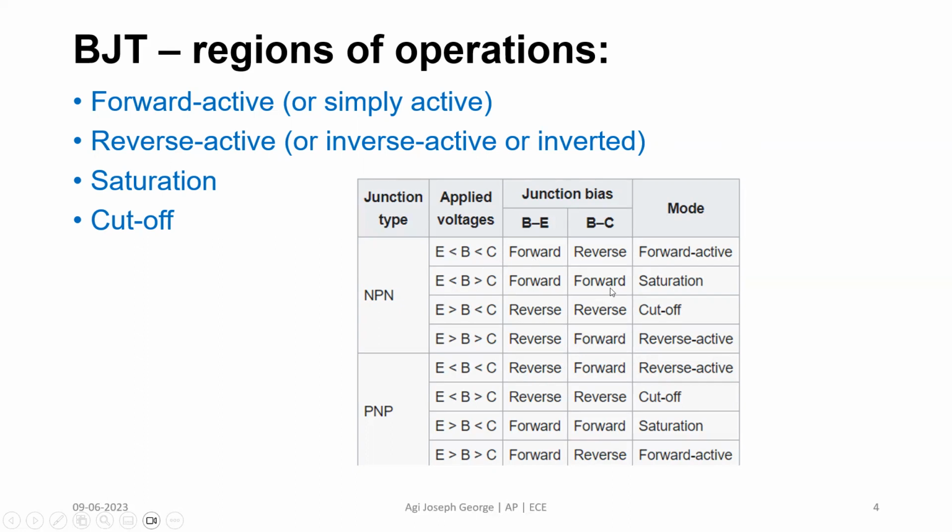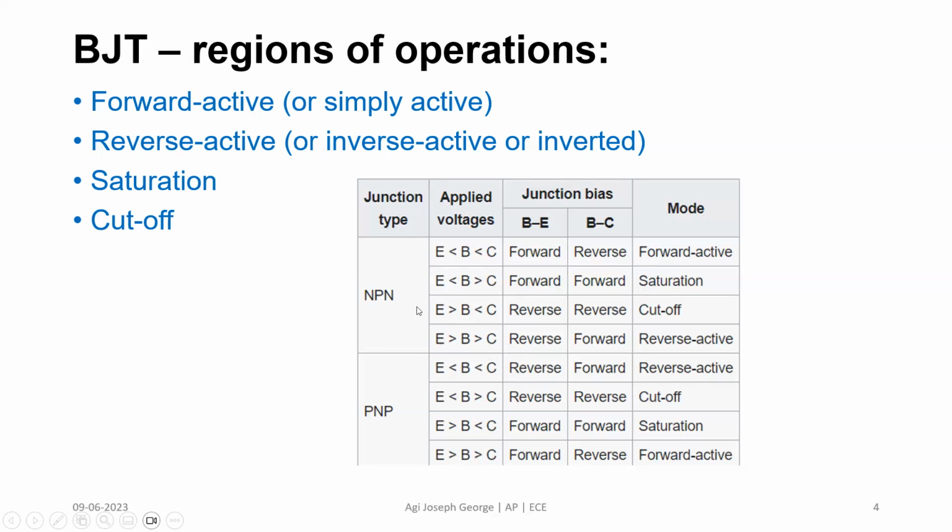In the saturation mode, because the base region is P, the base should have a greater voltage than both the emitter and the collector, in both junctions. That gives you the saturation mode. In the cutoff region, the base should have the lowest voltage with respect to emitter and collector. So that is why the emitter voltage is greater than the base, and the base less than the collector.